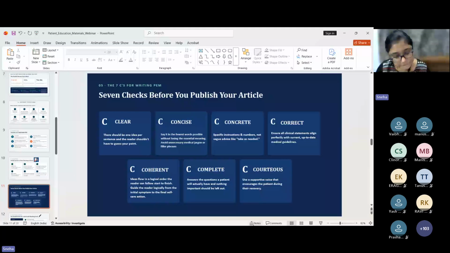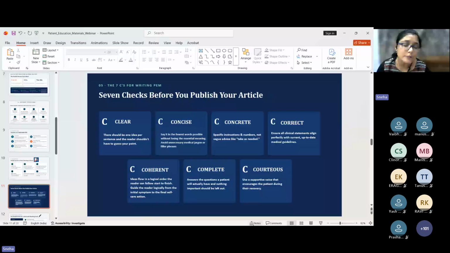Complete. Answer the questions a patient will actually have, and nothing important should be left out. Whatever you feel a patient should know, maybe an anxious patient doing a random Google search at 11 o'clock at night, if that person reads an article on a web page, that person should be satisfied after reading it. So your information has to be complete. All the essential information that a person should know should be included in your article.